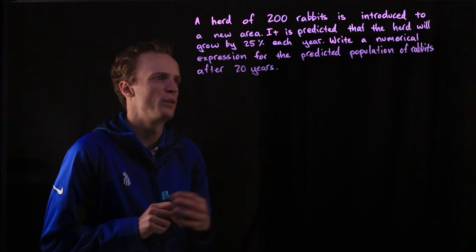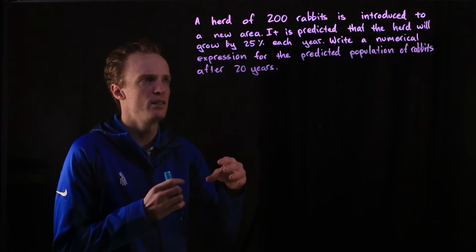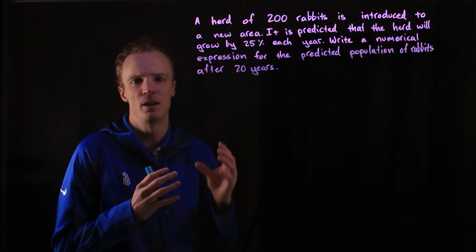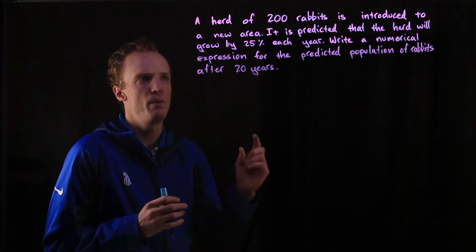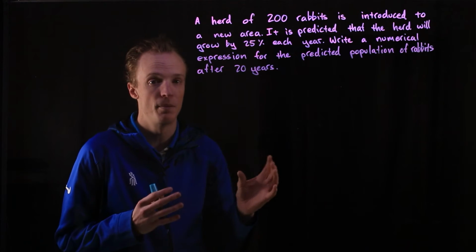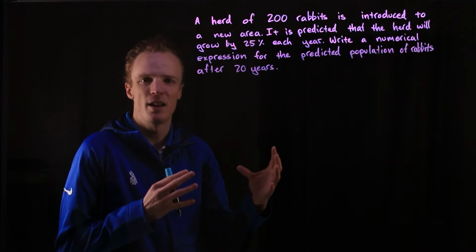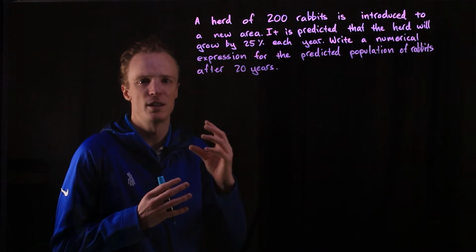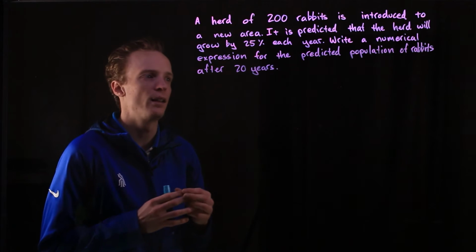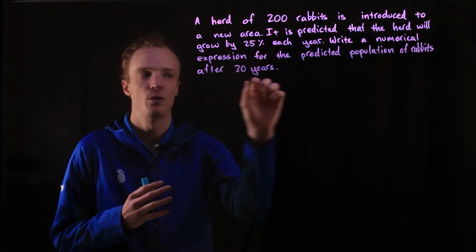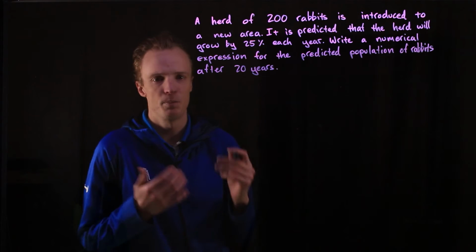Now, what this question is sort of asking us to do is work out what kind of pattern might exist here in terms of how we might calculate the population of rabbits each year, and then extend that out a little bit to go, well, what's an expression that we can use to quickly calculate the population of rabbits after 20 years? So let's break this up.